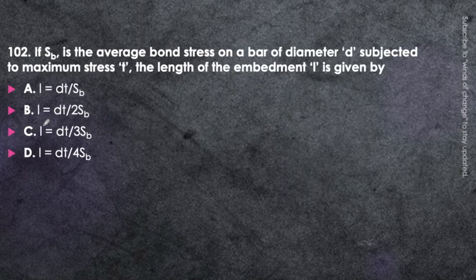So this is the condition of the flat slab. Memorize it. Next question. If SB is the average bond stress on a bar of diameter D subjected to a maximum stress T, the length of the embedment L is given by L equal to dt by SB, L equal to dt by 2SB, L equal to dt by 3SB or L equal to dt by 4SB. So here we have to find out the length of embedment. This is an easy question.